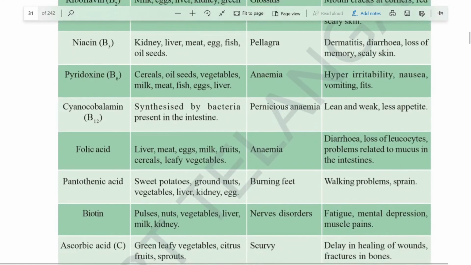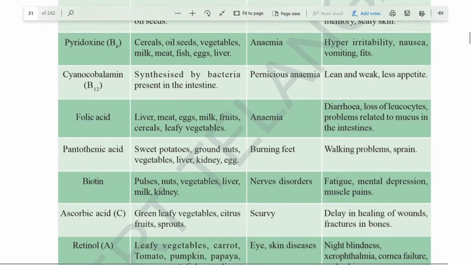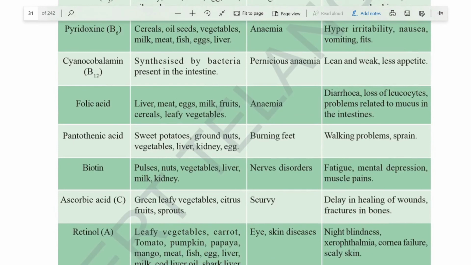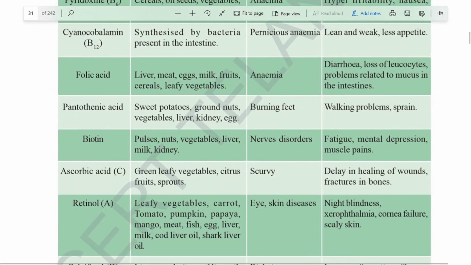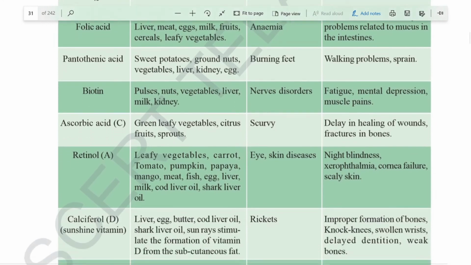And the others also: niacin, pyridoxine, cyanocobalamin, folic acid, pantothenic acid, biotin, and ascorbic acid. Vitamin C is also called ascorbic acid, and is present in all citrus fruits: lemon, orange, mosambi, everything. Retinol is very good for eyes, that's why it has been given the name retinol, and it is abundant in carrots, orangish colored fruits and vegetables, and also in green leafy vegetables.